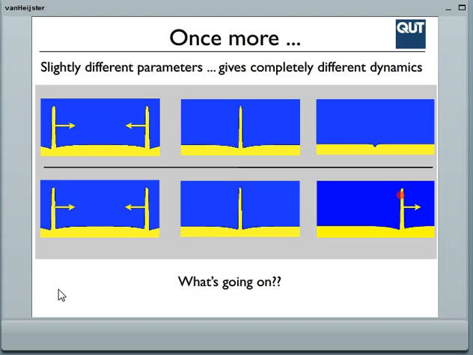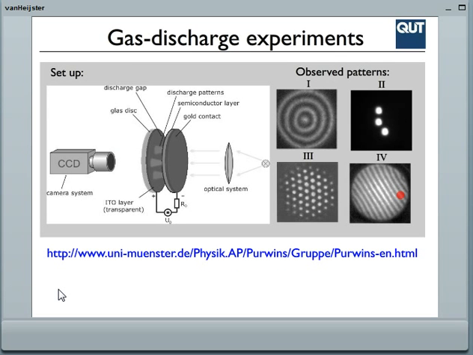And these simulations are actually done for a specific model. This model was derived in the mid-90s by the group of Professor Purwins in Münster, Germany. They have two glass plates, this is a sketch of the setup. Between them they have a noble gas, and they apply a voltage difference over here. And this is just a camera and some other optical stuff. And then they observe these types of patterns.